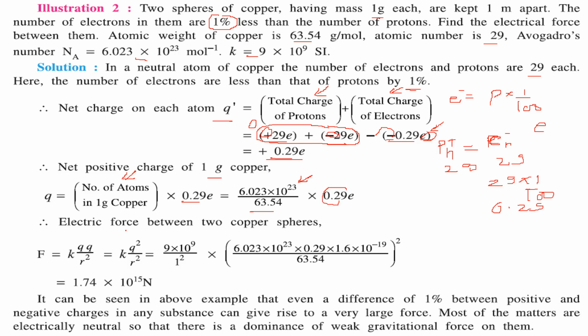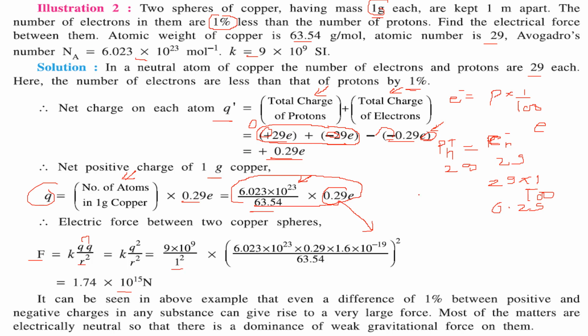Now we'll apply the electric force formula. F equal to K Q Q, both charges are the same, by R square. That is K Q square by R square. Now this Q has to be taken as this whole number, complete. So take it here, square it, and R is again 1. The distance is given as 1 meter. And 1 gram is there, so we found it for 1 gram. And this is the number if you simplify it.